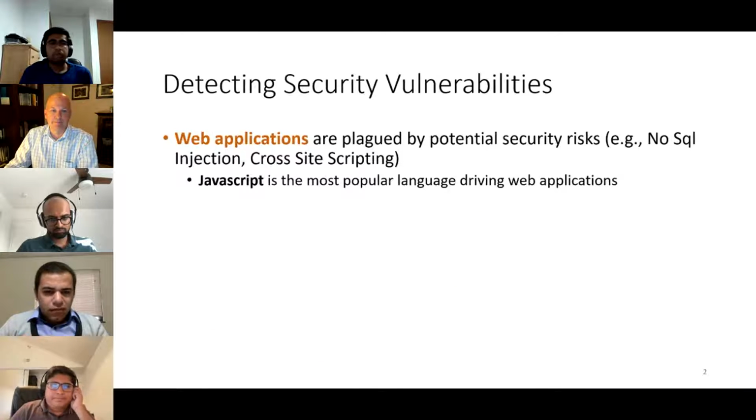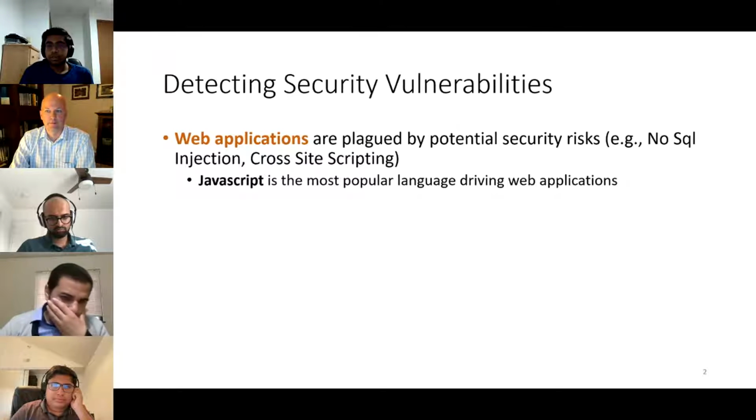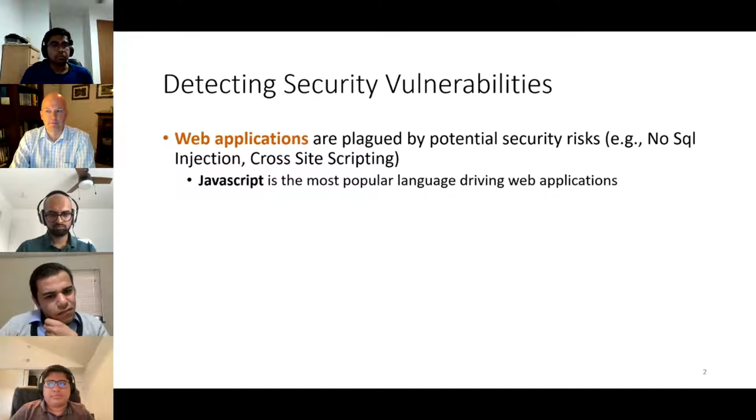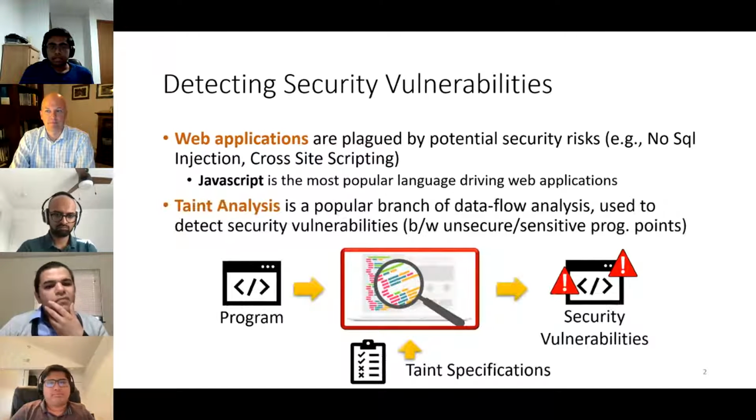It is well known that web applications are plagued by potential security risks. Some examples include attacks like NoSQL injection and cross-site scripting. JavaScript is the most popular language that is used to build web applications. Hence, if we can develop techniques to ensure JavaScript programs are free of such vulnerabilities, then we can also make web applications safer. Taint analysis is a branch of data flow analysis that can be used to detect such security vulnerabilities in programs by detecting flows between untrusted and sensitive program points.